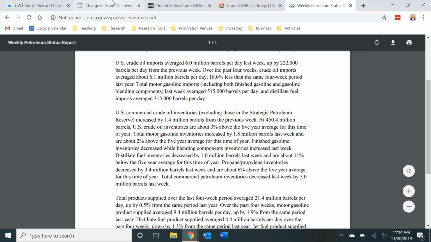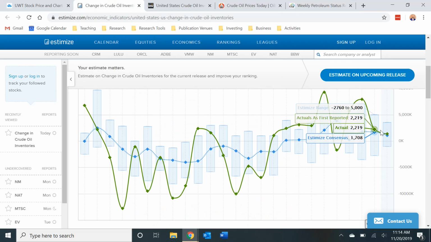I would then come back to my Estimize here, and I would say, okay, that's 1.4 million barrels, slightly above the Estimize consensus, but it's well within these error bars here. So that's not a big surprise.